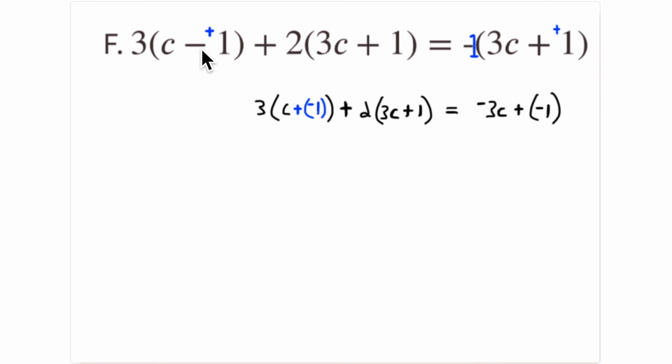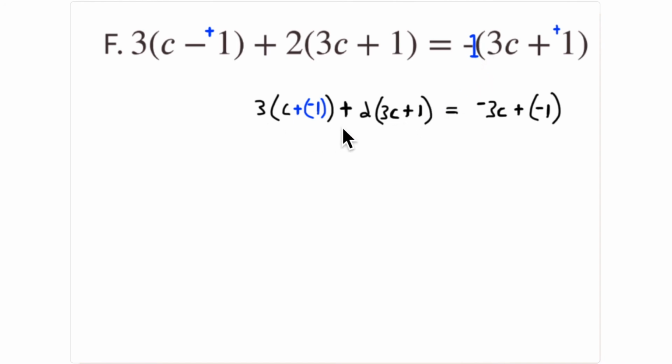So if I change this to addition, adding a negative 1, and 2 times 3c plus 1, I haven't made any change there, but this is the opposite of 3c, which is a negative 3c, and the opposite of a positive 1, which is a negative 1. So you're distributing, once again, this negative 1.